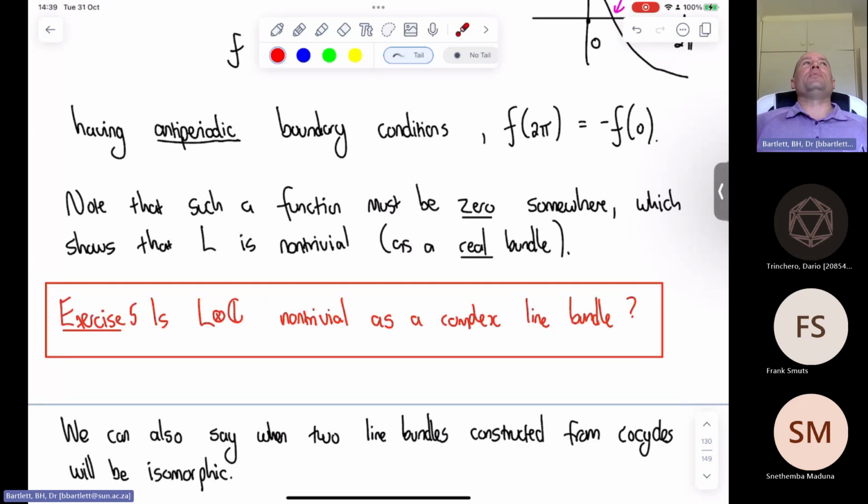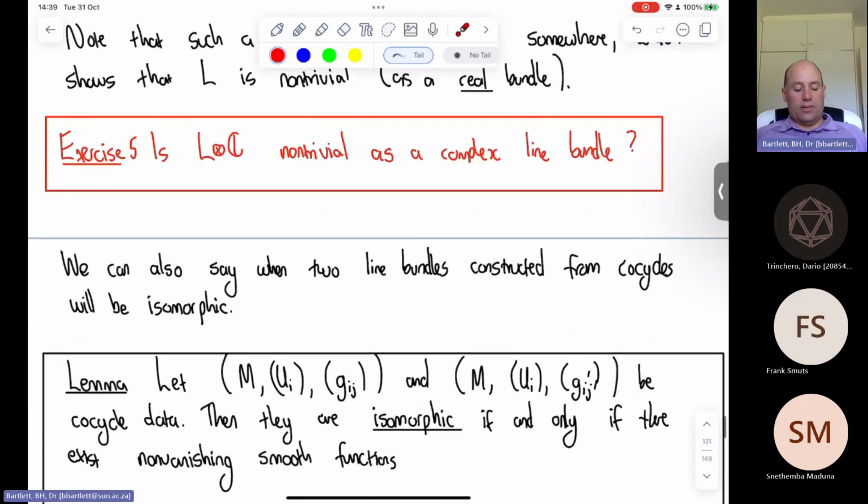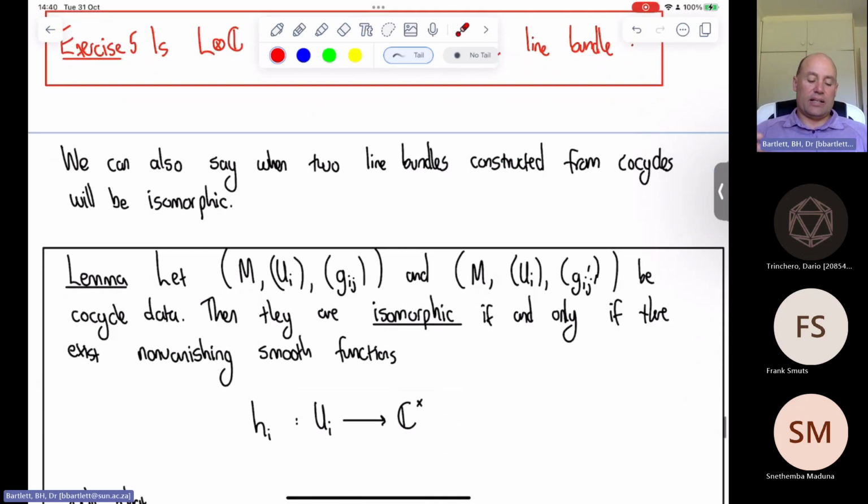Okay, so so far we've phrased the concept of a line bundle in terms of local data. We've also phrased the concept of a section of a line bundle in terms of local data. And finally, we can say when two line bundles constructed from cocycles will be isomorphic. So you can phrase this all as an equivalence of categories if you like.